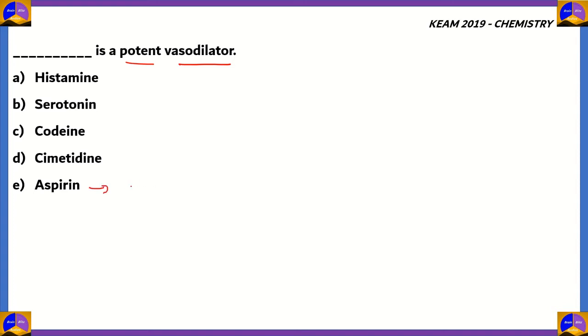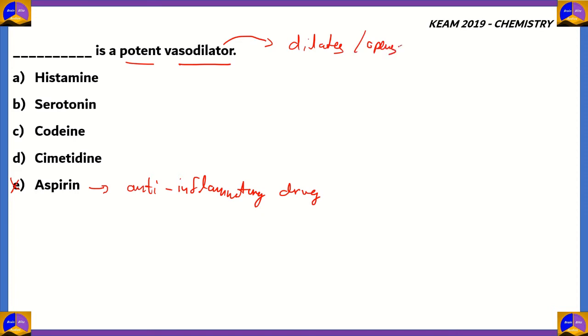Option E, aspirin, is an anti-inflammatory drug. What that means is that it brings down swelling, and it's also used in conditions where the heart is involved. So therefore, option E is incorrect because it's not a vasodilator. A vasodilator is a chemical that dilates or opens the blood vessels. Basically, the blood vessels expand when they are in contact with a vasodilator.